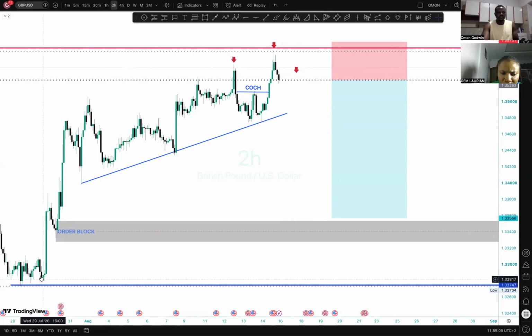We also have order block here on our major resistance zone. We have order block here. Okay, so I'm going to teach you that.